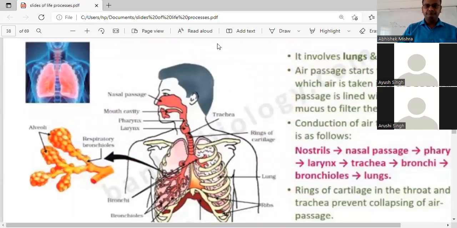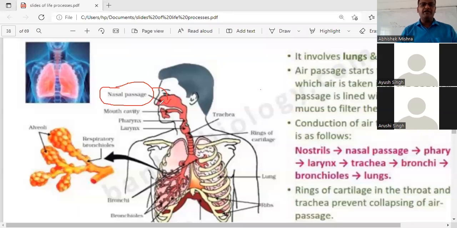Here, the respiratory system begins with the nasal passage. Okay, this area is the nasal passage. And this nasal passage, which we are calling the nostrils, there are two openings which lead into a common passage which is called the nasal passage. This nasal passage is lined with fine hair and mucus.